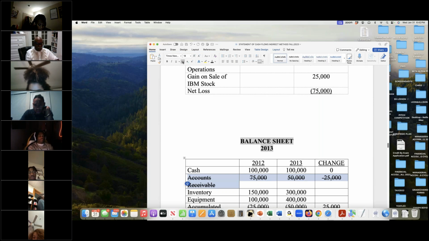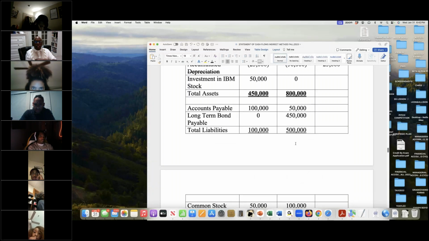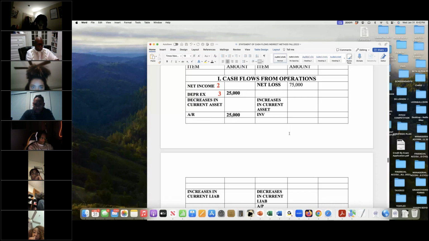Inventory did what? It went up by 150,000. If the current asset goes up, it's a use of cash. So we have to put the inventory over here on the use side.